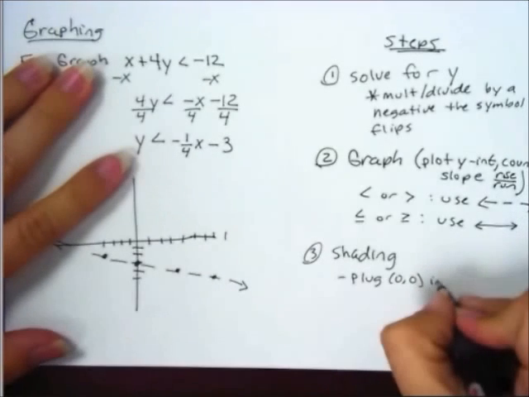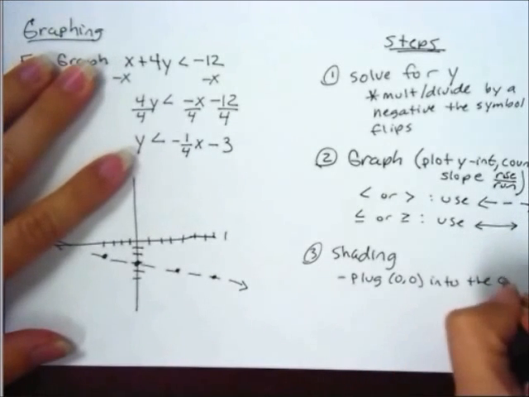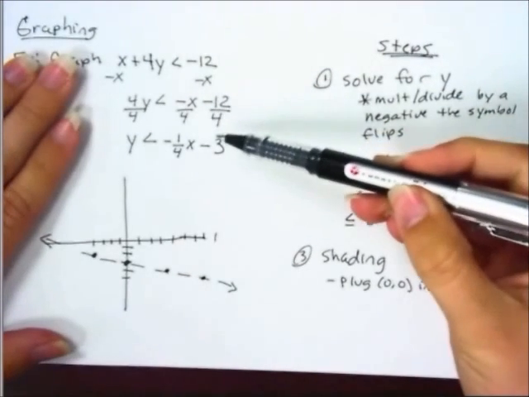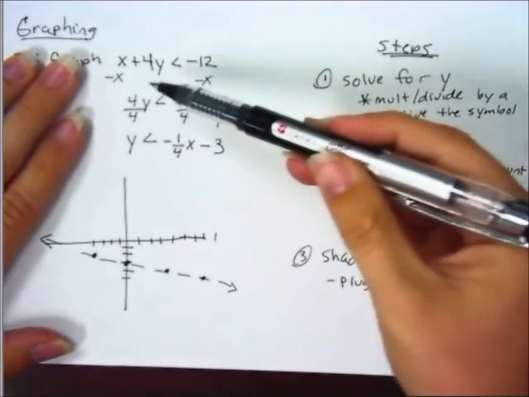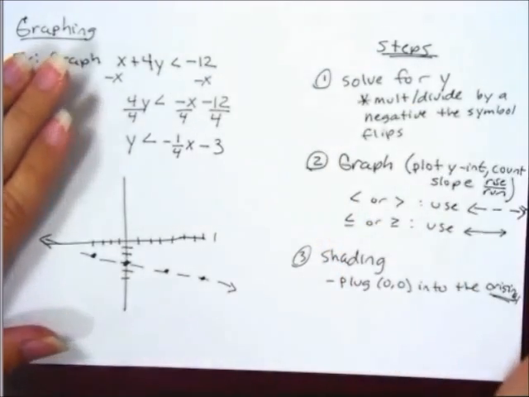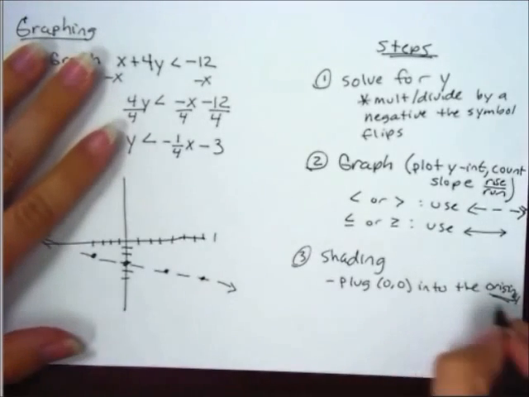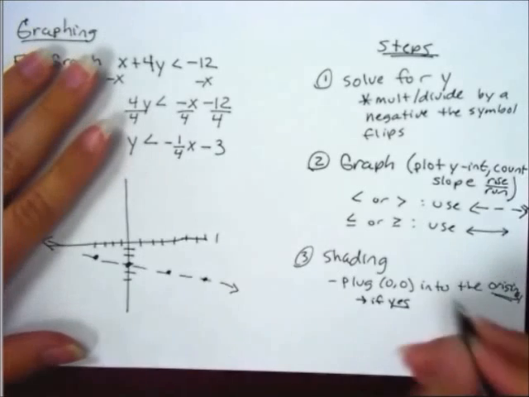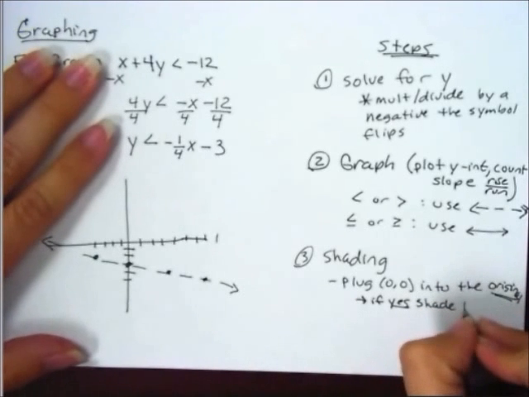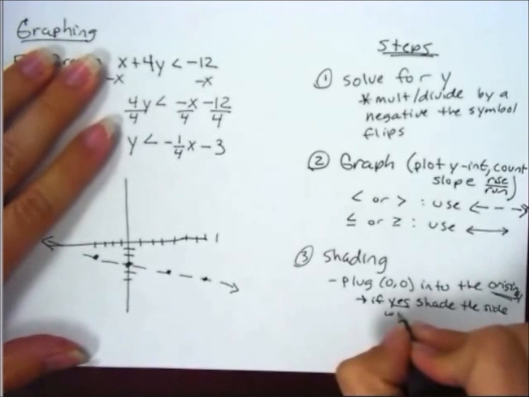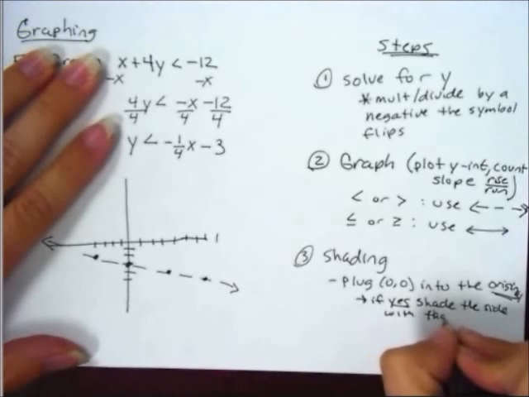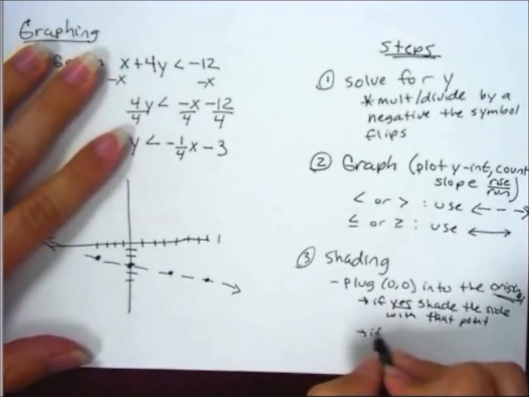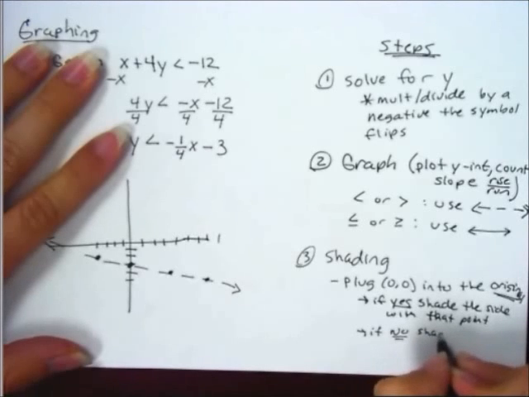Okay, so you're going to plug it into the original. The reason you want to use the original is in case you've made mistakes somewhere along the way, you're still going back to the original one, and a lot of times your x and y are on the same side, which makes it a little bit easier to work with. If you plug it in and it works, it is a solution, so you're going to shade the side with that point. So if you did 0, 0, you'd shade the side with the point. If it's no, you're going to shade the other side.